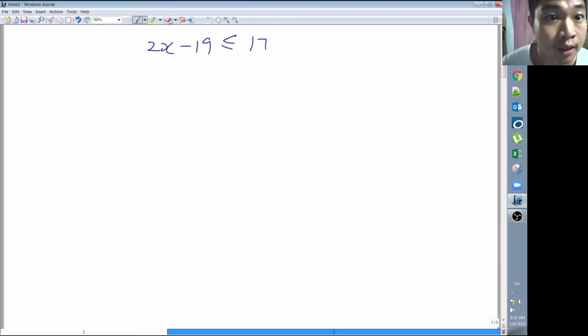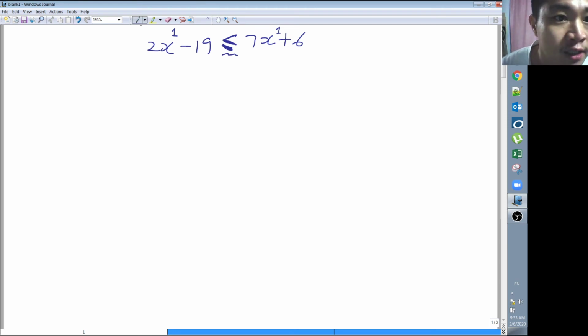Let me write down the question first. This inequality is slightly more complicated. I hope you can see that the highest power of the inequality is 1. And you have an unequal sign here, but this unequal sign is smaller and equal. Can you see there's an equal sign here, and then this is the smaller sign. But you still do it the way we used in the previous slide.